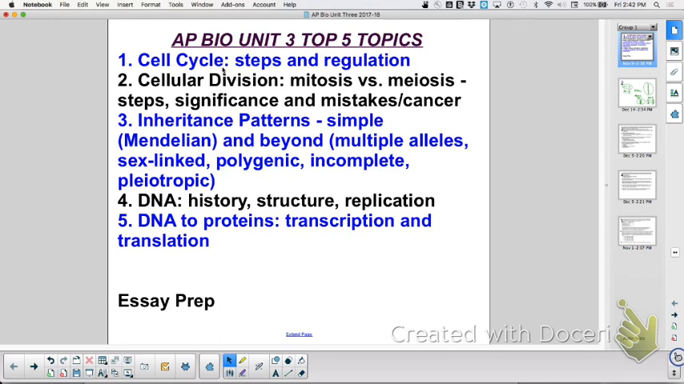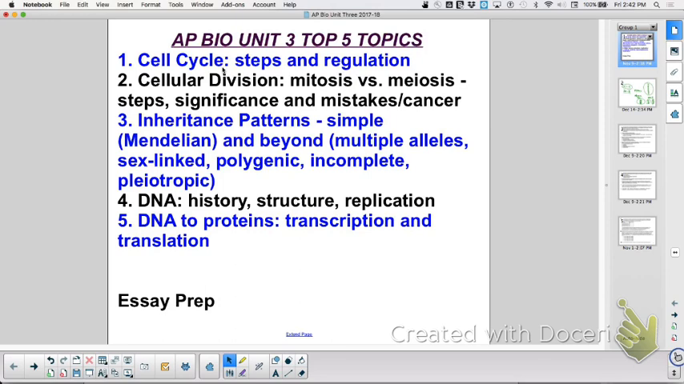Okay, so let's move on to inheritance patterns. So we'll start with Mendel. Mendel has 3 laws. What are those 3 laws, or principles? Law of dominance, like tall being dominant over the short allele, right? T over little t, right? Does that always hold true? No. No, dominance does not. What is an exception to that?